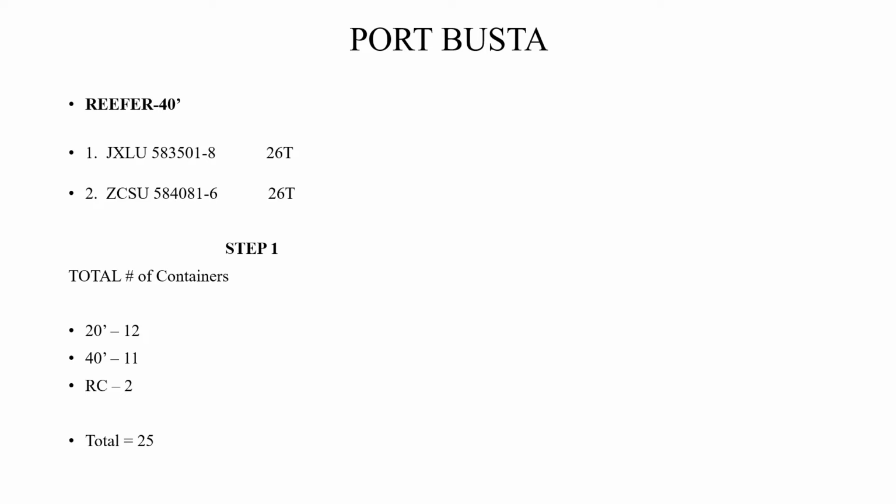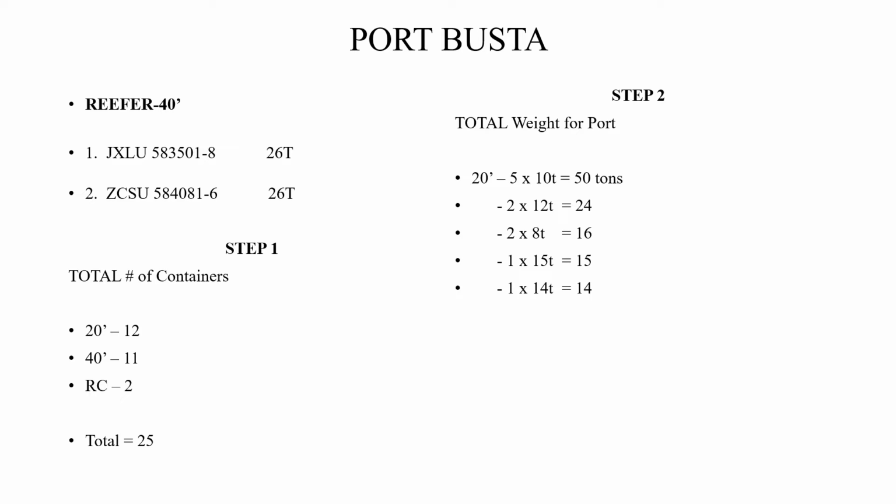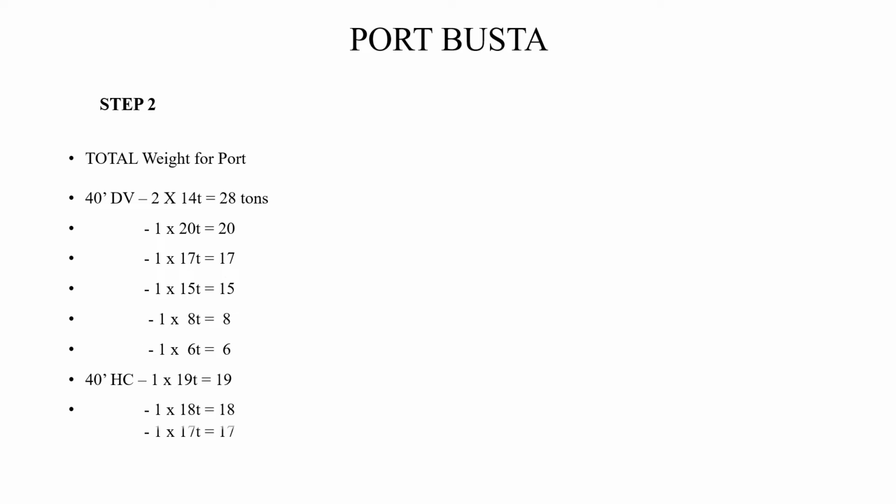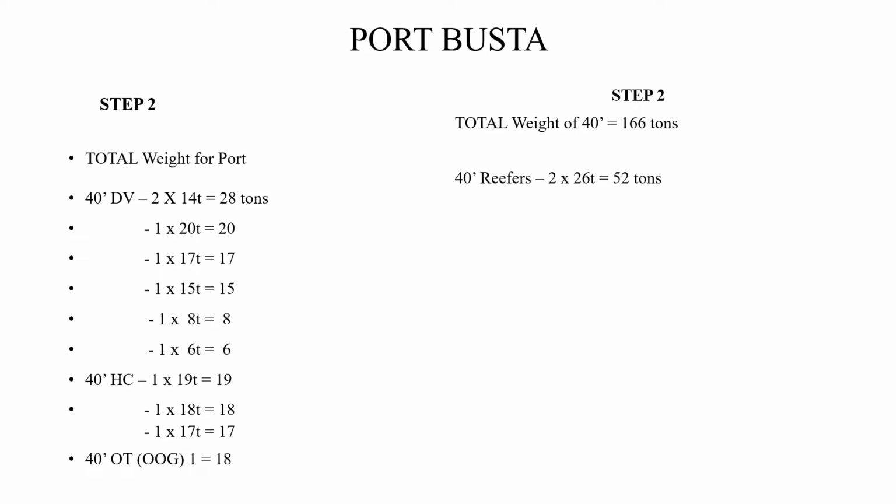So we can now calculate step 2, which is calculating the total weight for the port. We have the 20-foot containers, and we list them based on the number and the weight, and we get a total of 125 tons. We continue with the 40-foot containers. We list them, number of containers and the weight of each, until the end, open top, and the total weight is 166 tons for the 40-foot. For the 2 reefer containers, they are both 26 tons, and so we have 52 tons.